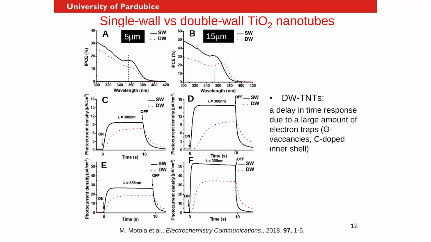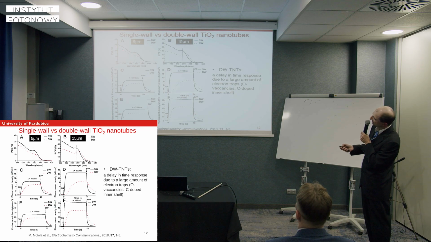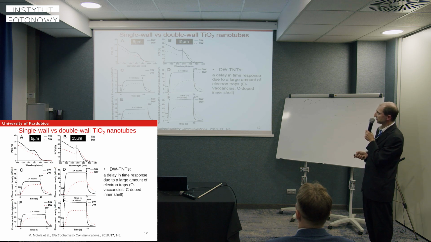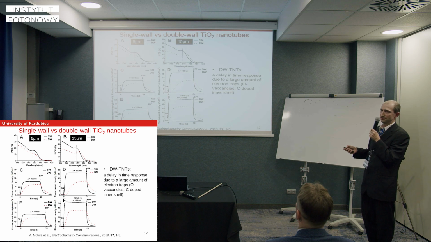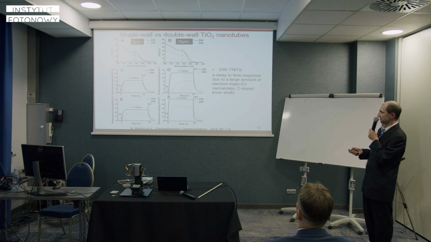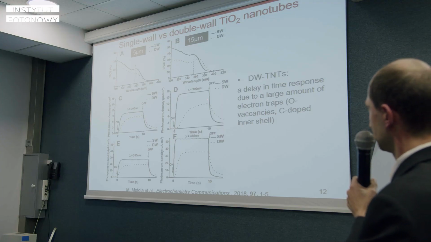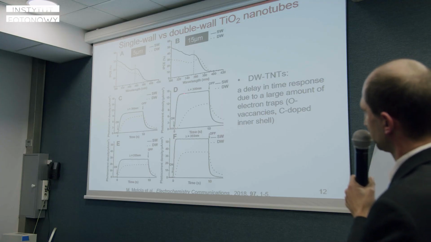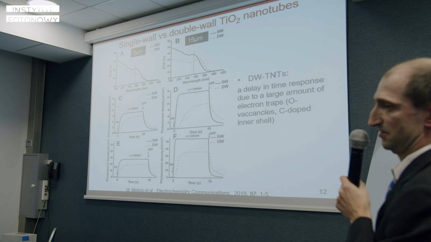And here is the photo response of that. So the black curves are always the single wall structure. The dashed red line is the double wall structure. And you can see in both cases, the IPCE value is higher for the single wall structure than for the double wall structure. And here also, if you look at the transient, you can see that the single wall structure has higher photocurrent density, and also it's faster.